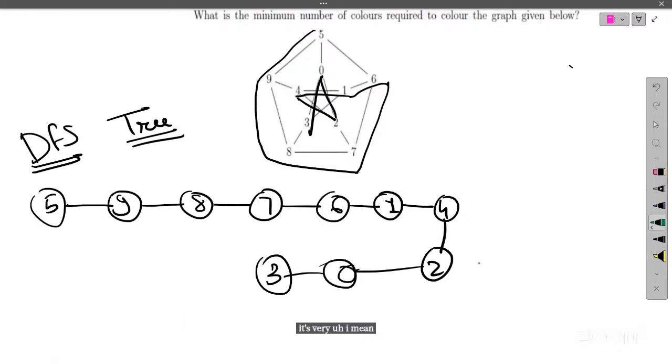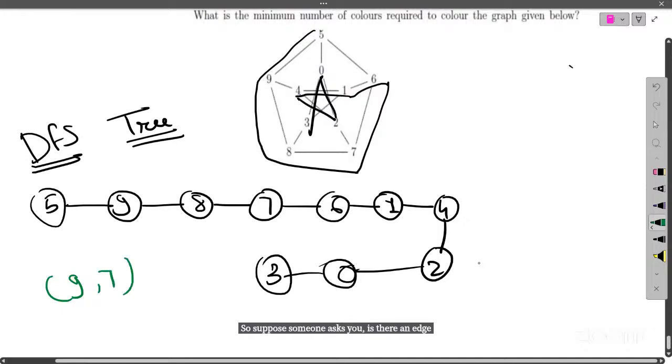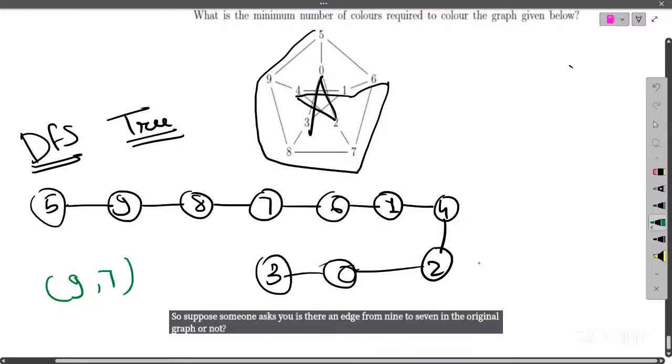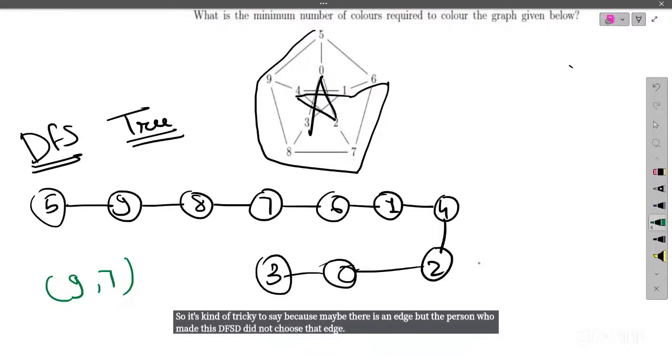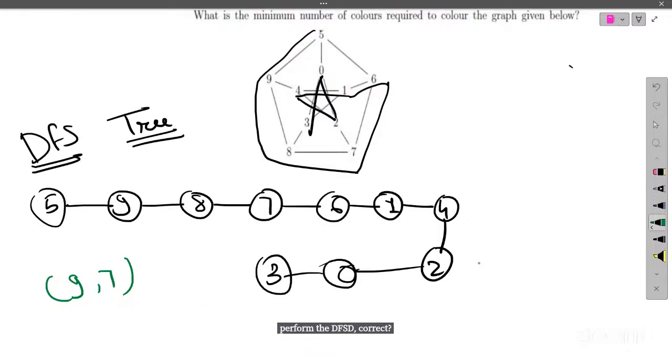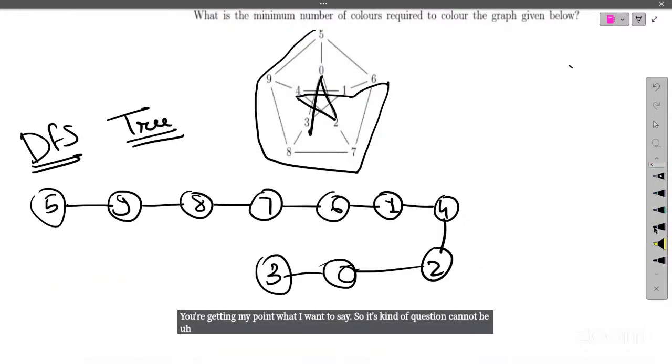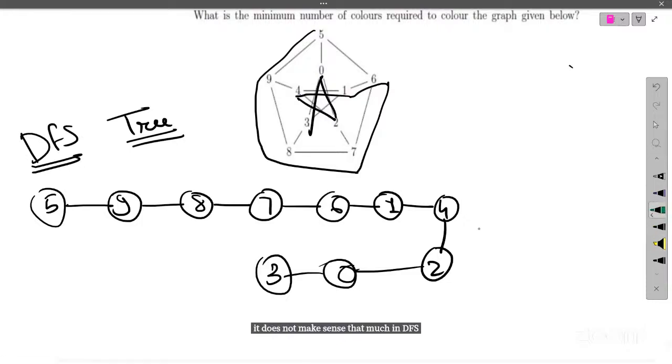So suppose someone asks you, is there an edge from 9 to 7 in the original graph or not? It's kind of tricky to say, because maybe there is an edge, but the person who made this DFS tree did not choose that edge to form the DFS tree. You're getting my point? Such kind of question does not make that much sense in a DFS tree as it makes sense in a BFS tree.